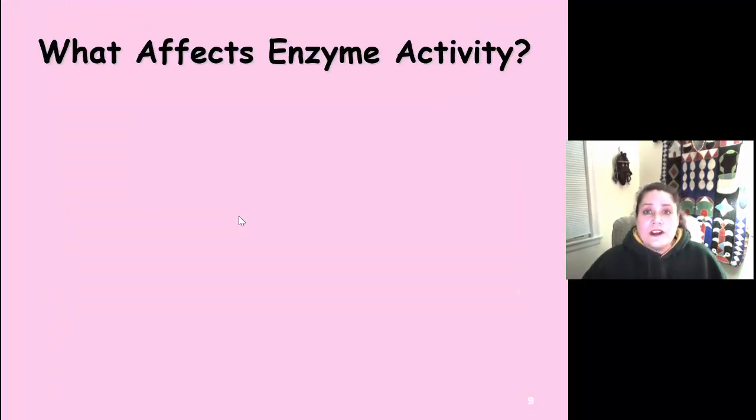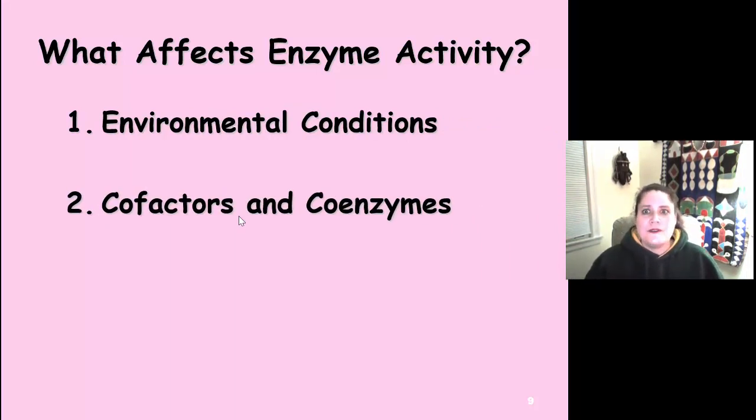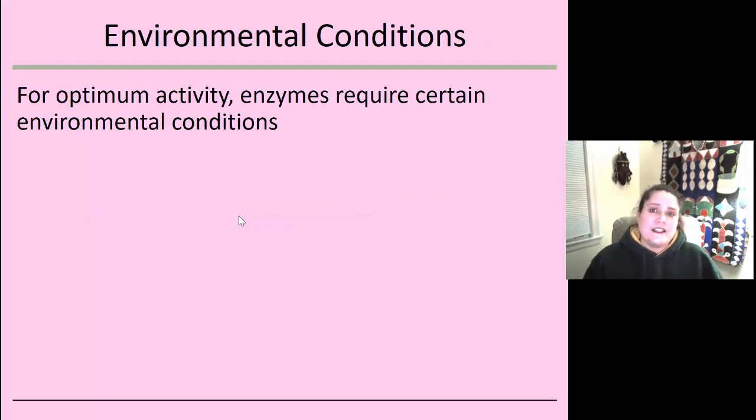Okay, so what affects enzyme activity? Well, one of those big categories is environmental conditions, and another one is the presence or absence of these things called cofactors or coenzymes. Now, for optimum activity, enzymes require certain environmental conditions. I don't need to tell you what they are, you already know, because as soon as I say enzyme, you think protein. And when you think protein, you think shape.